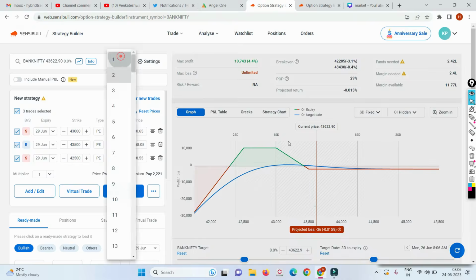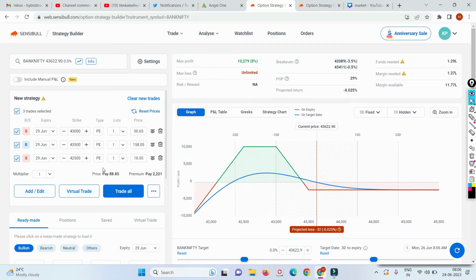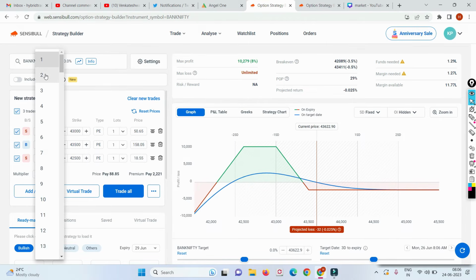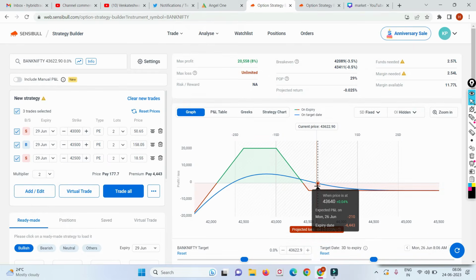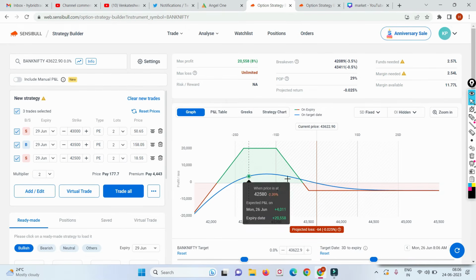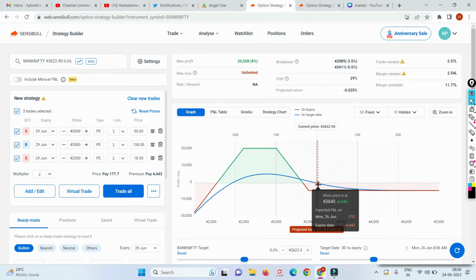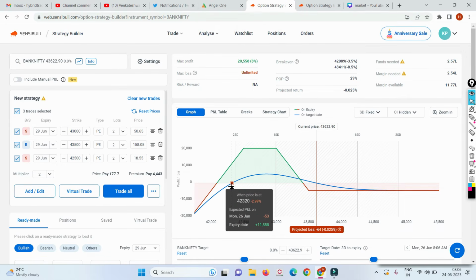And the other good thing is, it's all about the blue line. So let's say I'll increase the quantity to 2. This is quantity 2, quantity 2, quantity 2, right? See, my loss will start only when the market makes a gap down of 3%. Don't ignore this blue line. Whenever the blue line breaches this zero line, that's where your loss will start.